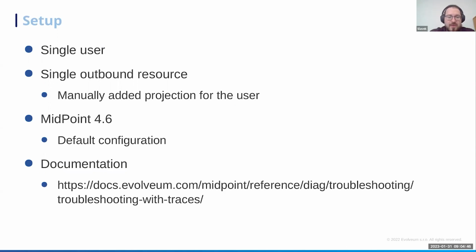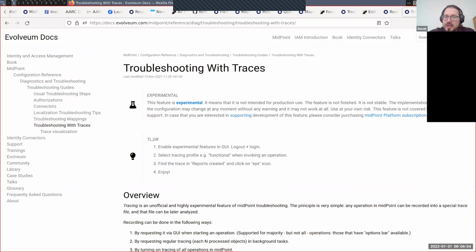And I will follow exactly the documentation that is on the Evolveum web. I will show you the documentation. It's called Troubleshooting with Traces, and it explains everything: how to set it up, how to capture the trace, and how to analyze it. So I'm roughly following this guideline. I won't read it here, but everything that I do, if you don't remember the steps, you can always consult this page and do it by yourself.